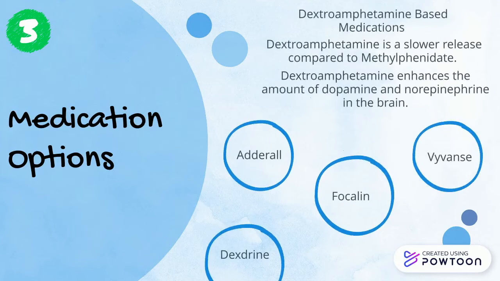The other medication option is a dextroamphetamine-based medication. This is a slower release compared to methylphenidate. Dextroamphetamine enhances the amount of dopamine and norepinephrine in your brain. The most common, or the most generic named drug of this is Adderall. Most commonly, people take Adderall XR, which is a 10 to 12 hour release.